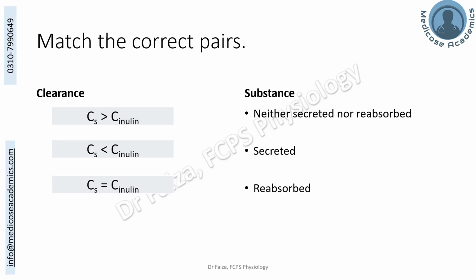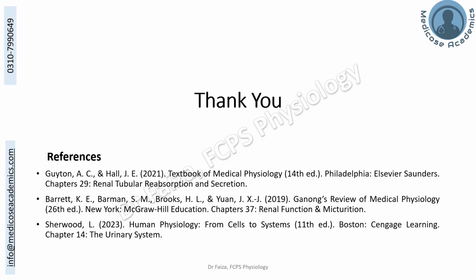So match the correct pairs. The substance having clearance equal to that of inulin is neither secreted nor reabsorbed. A substance with clearance less than that of the GFR was reabsorbed, and more than GFR was secreted. And that's all. Thank you.